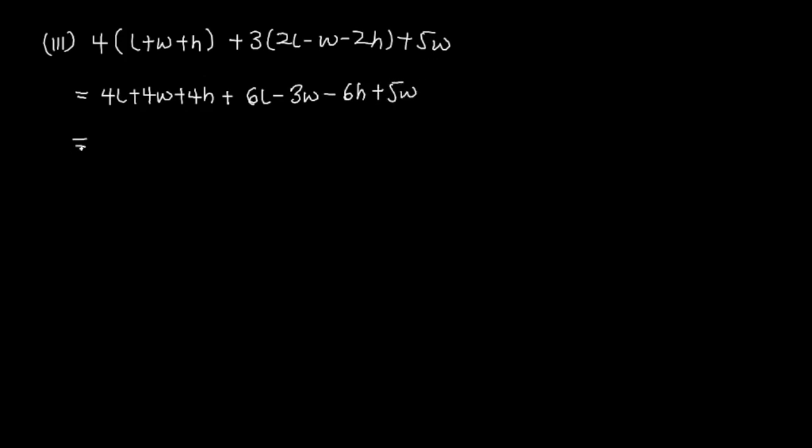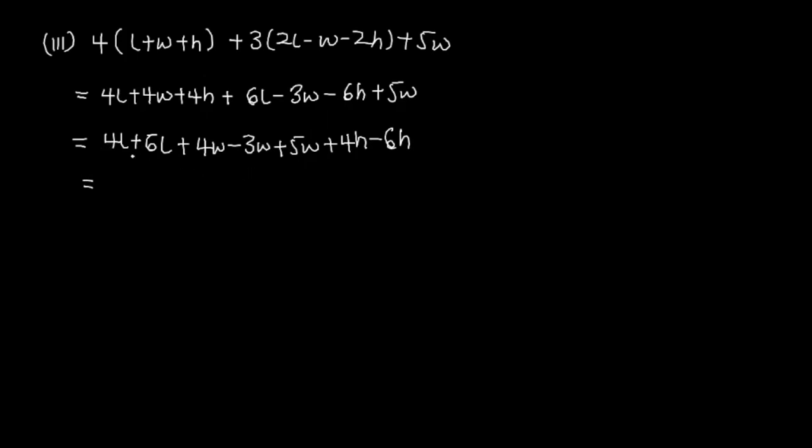So we group items over here. So we have 4L plus another 6L over here, then plus 4W. The next W is minus 3W. The next one is plus 5W. Then we move on to the H. We have plus 4H, then minus 6H. Alright, so we can go ahead and simplify.